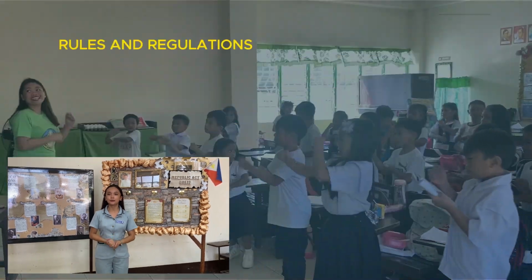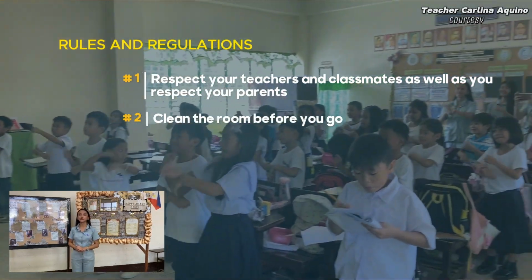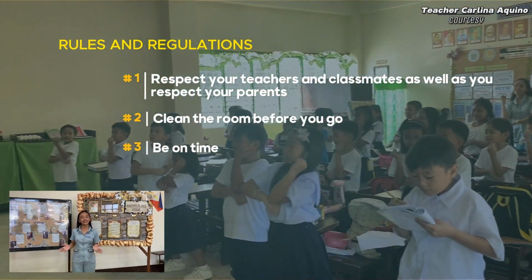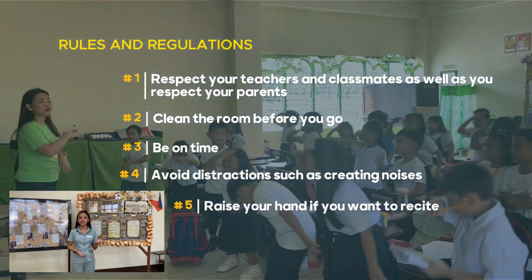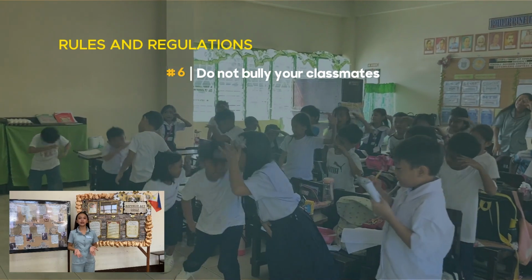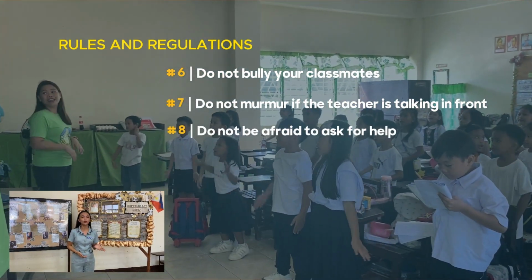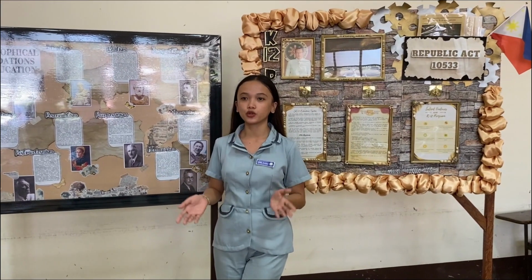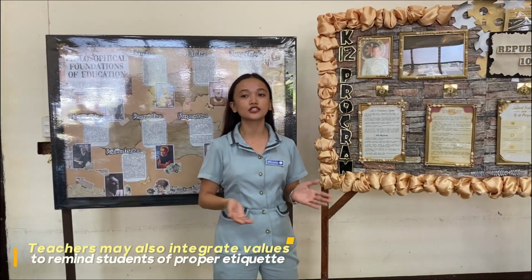These are: respect your teacher and classmates as well as you respect your parents, clean the room before you go, be on time in entering the class, avoid distractions such as creating noises, raise your hand if you want to recite, do not bully your classmates, do not murmur if the teacher is talking in front, do not be afraid to ask for help, and learn from your mistakes. Aside from these rules and regulations, teachers may also integrate values to remind students of proper etiquette while delivering a discussion.